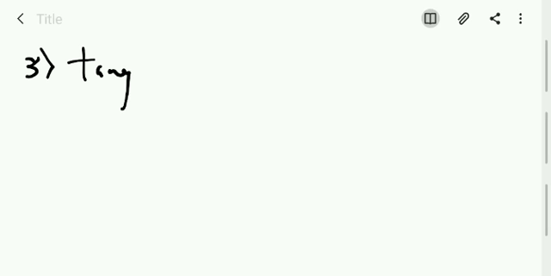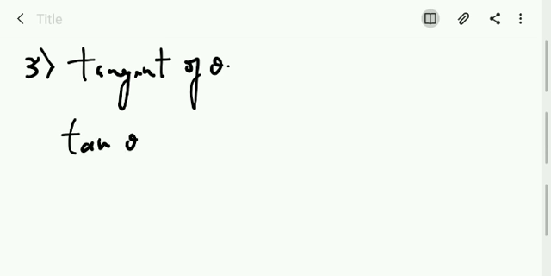tangent of theta. Okay, now what is the third function? It is tangent of theta, or simply in short form, tan theta. It's just as simple as that. Now what is the definition of tan theta?